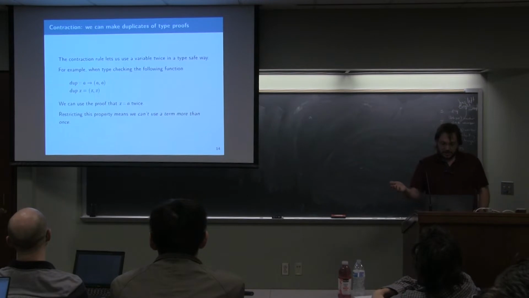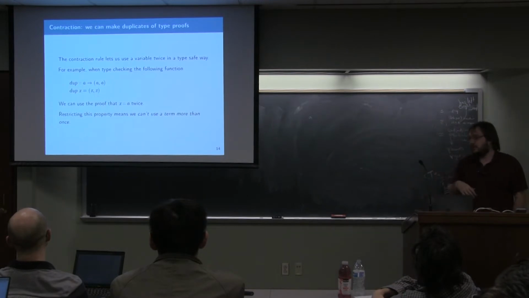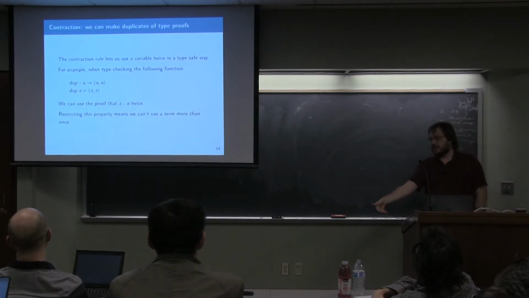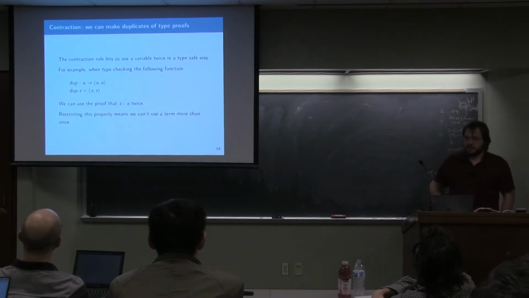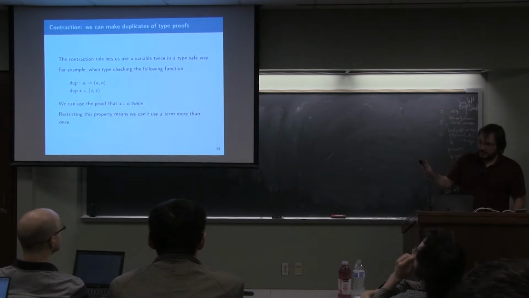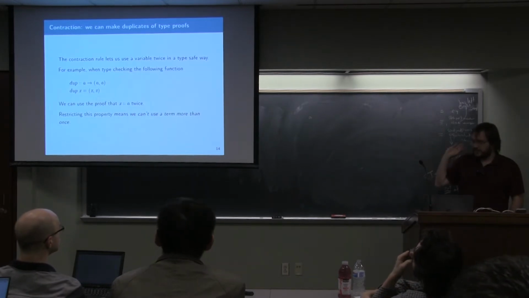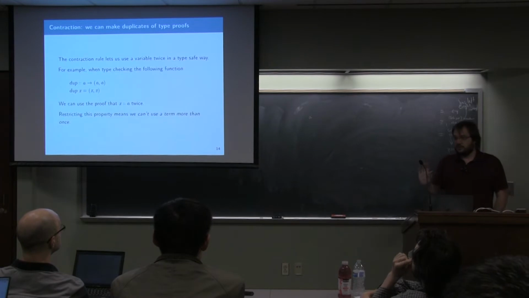If you restrict this property, that means you can't use a term more than once. Once you've type checked that something has x of type A, you lose that proof. You can no longer use it, which means you can't use it anywhere else in your type checker. You could prove the left side has type A or the right side has type A, but after that you couldn't prove anything more.